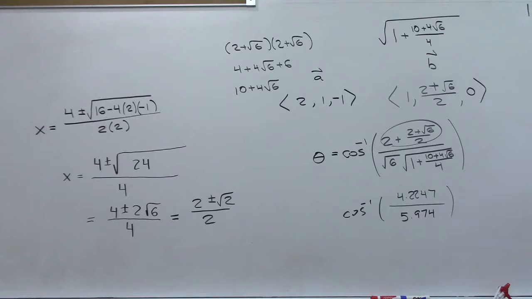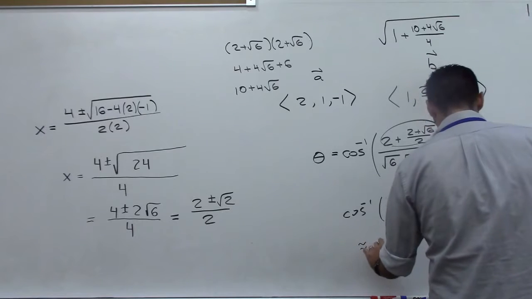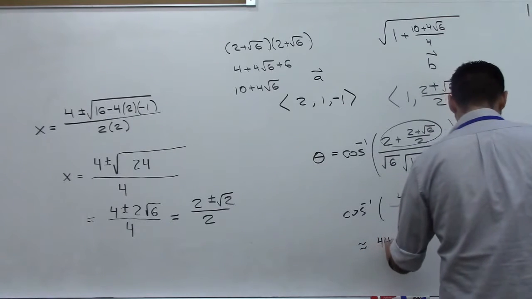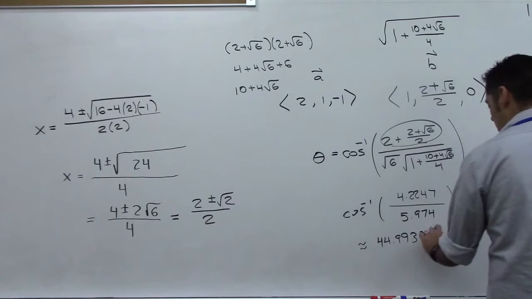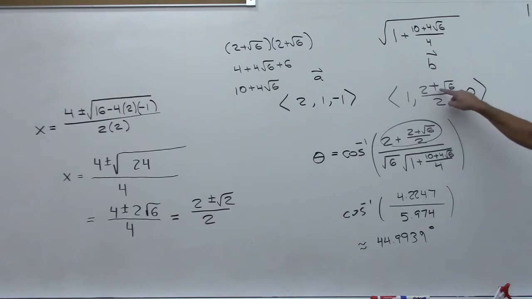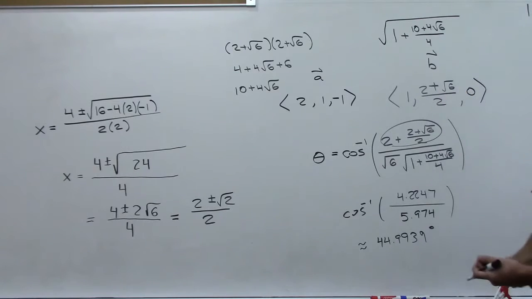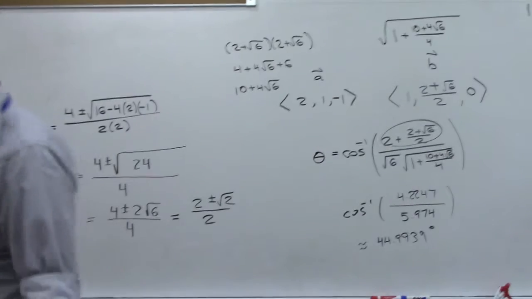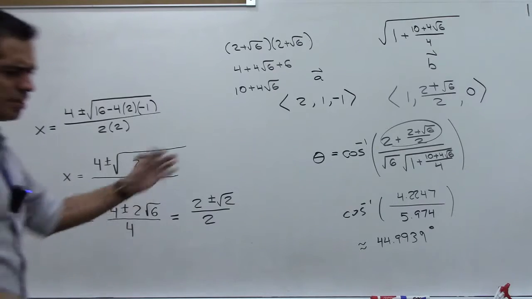4.2247 divided by 5.974. And then arc cosine, times 180 divided by pi. I'm getting approximately 44.9939 degrees. Close enough. So there's some rounding error in there. So it did work. So using a plus here worked. You would have to check to see if the minus works. It also works. I'm not going to show it. So interesting problem.